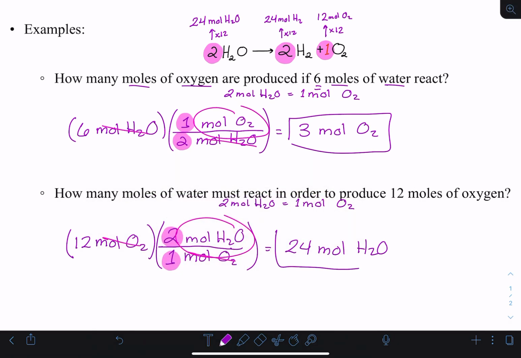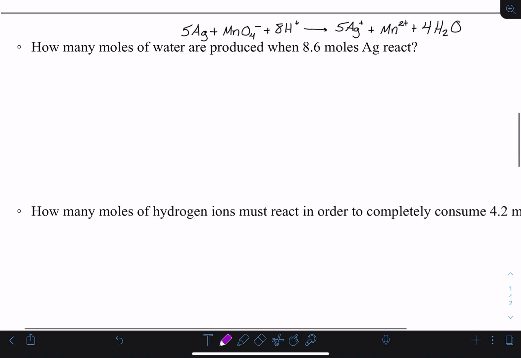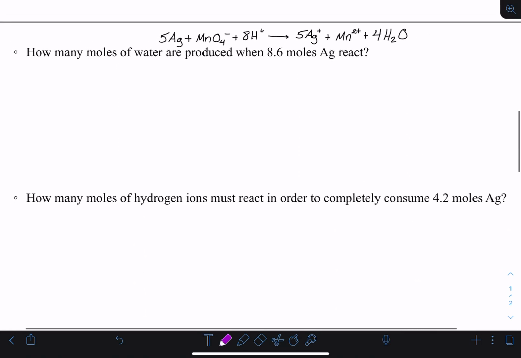So let's take a look at a slightly more complicated reaction and some slightly more complicated examples. So if you would like to pause the video here and take a moment to do these on your own, feel free to do so. So in this reaction, we've got a bit more going on.